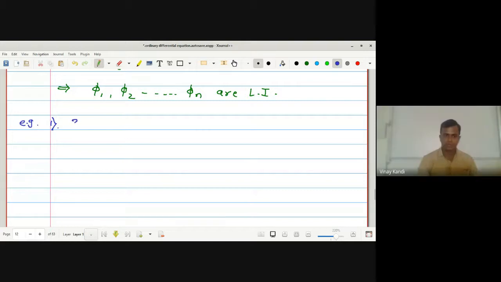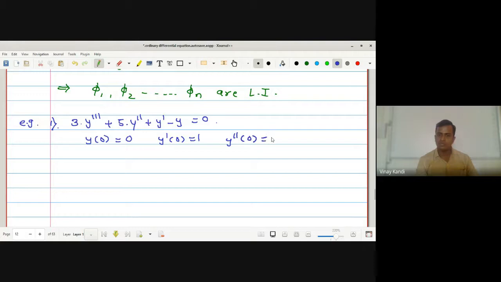First one, 3y''' + 5y'' + y' - y = 0, such that the given initial conditions y(0) = 0, y'(0) = 1, y''(0) = -1. Okay, now tell me the roots and the complementary function, the general solution of 1. Give it as equation number 1.